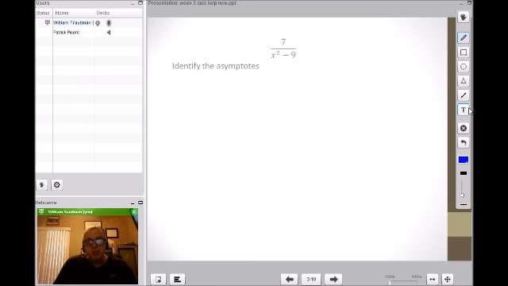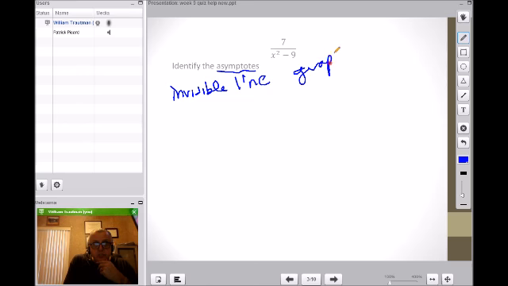Good, good. All right, so identify the asymptotes. First of all, let's figure out what an asymptote is. It's an invisible line. It's an invisible line your graph cannot cross.